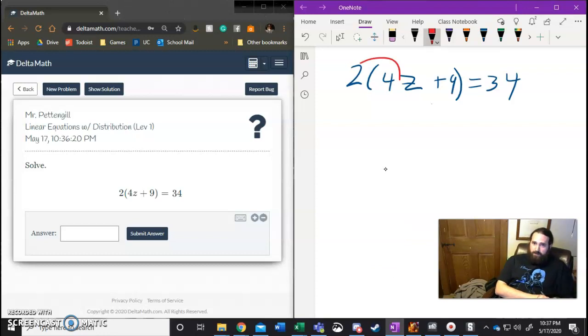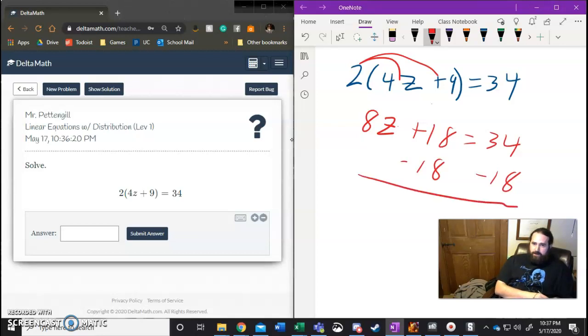So 2 times 4z, that's 8z. Yes, my z's are crossed. Plus 2 times 9 is 18 equals 34. Do the usual solving thing. Minus 18. 8z. Sorry, I'm getting a little crooked. Equals, well, what's 34 minus 18? 16. Divide both sides by an 8. And we get z equals 2. Done.